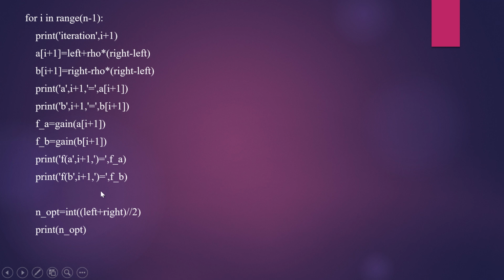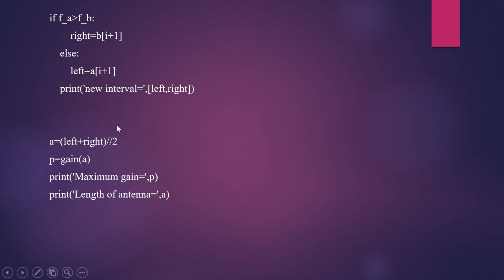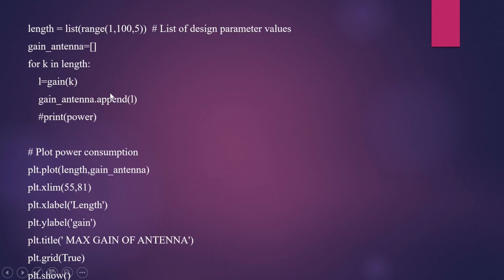This for loop will run for n iterations. Suppose for the first iteration, here it calculates a1 equal to left plus rho into (right minus left), that is a naught plus rho times (b naught minus a naught). Here in the first iteration it calculates b1, that is equal to b naught minus rho times (b naught minus a naught), and it calculates the gain value at a1 and b1, and it will repeat up to n iterations. Finally, it compares the gain at the two values and updates the new interval for every iteration.